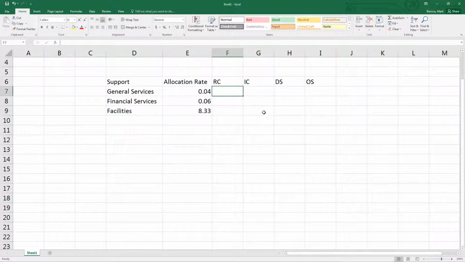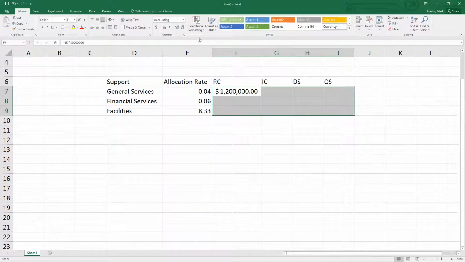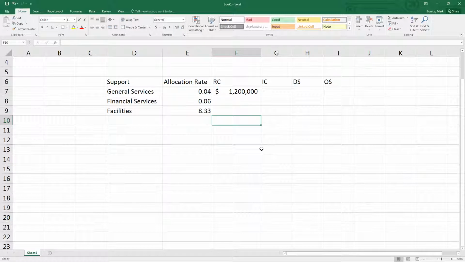Okay. So going across, general services is going to be allocated by patient service revenue, right? So we need to know how much patient service revenue routine care generated. Routine care generated $30 million in patient service revenue. So it's going to equal 0.04 times 30 million. So they're going to get 12 million of the cost for general services.